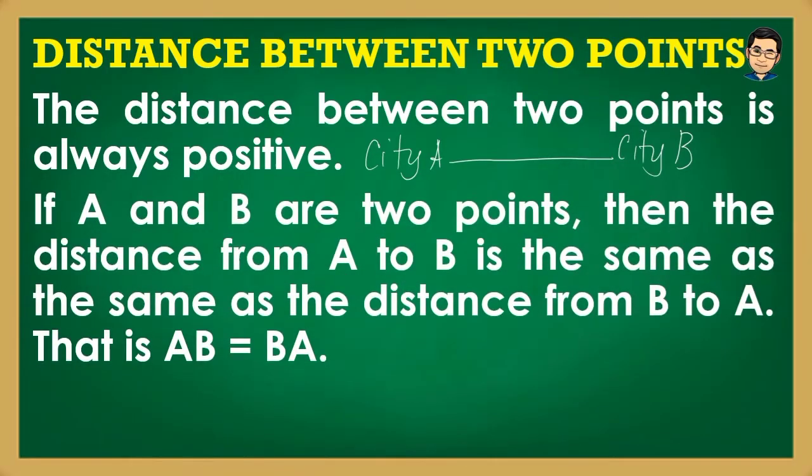And then, if A and B are 2 points, then the distance from A to B is the same as the distance from B to A. That is, AB is equal to BA. Okay, ibig sabihin lang yan, kung ang layo ng city A sa city B is 3 kilometers, and then, on the other hand, yung layo ng city B sa city A is also 3 kilometers. Okay, wala pong magbabago. So, AB is equal to BA.